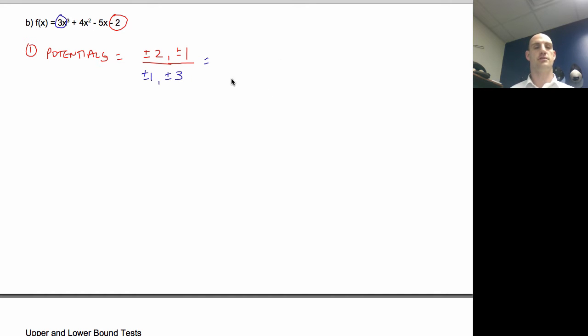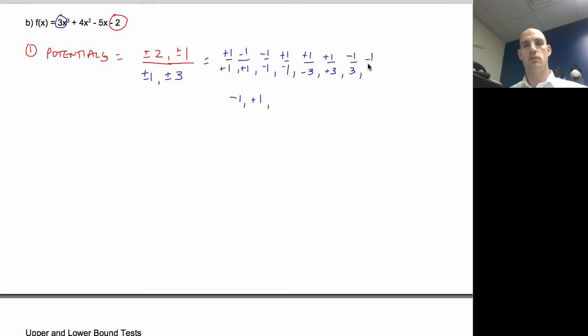When I list out my potentials, here we go. Plus 1 over plus 1. Minus 1 over plus 1. Or I could have minus 1 over minus 1. Or I could have plus 1 over minus 1. And you see there's 4 of those, but really it boils down to either negative 1 or positive 1. I'm going to keep going here. Plus 1 over negative 3. I could have plus 1 over positive 3. I could have negative 1 over 3. I could have negative 1 over negative 3.